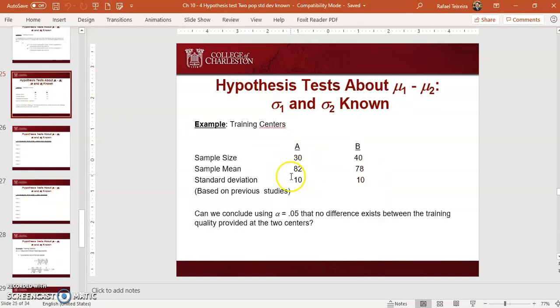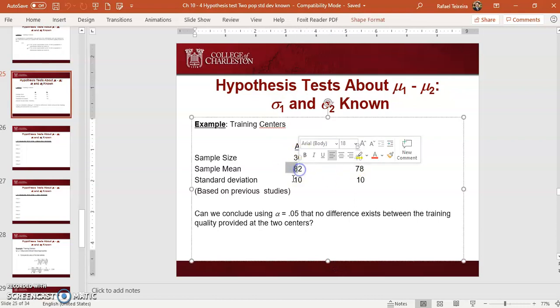So we have two training centers and we want to know if they differ in the mean scores for students, or that means in the training quality of these two centers. And then we have two samples here, one from training center A, another from training center B. We have the sample sizes, we have the mean scores, and we have the population standard deviation. And the question is, can we conclude using 0.05 alpha that no difference exists between the training quality provided at the two centers? So the first step is come up with the hypothesis.